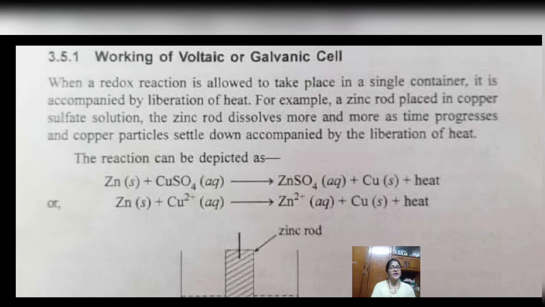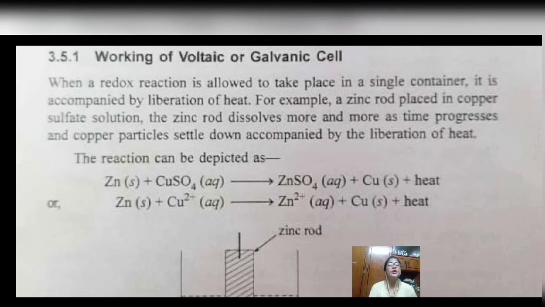These are the two half cell reactions, and combining these two half cell reactions, what we get is a complete cell reaction, that is Zn plus copper sulfate getting converted to zinc sulfate plus copper. Copper sulfate signifies that copper has oxidation number +2, from where it is getting converted to metallic copper, that is oxidation number 0.